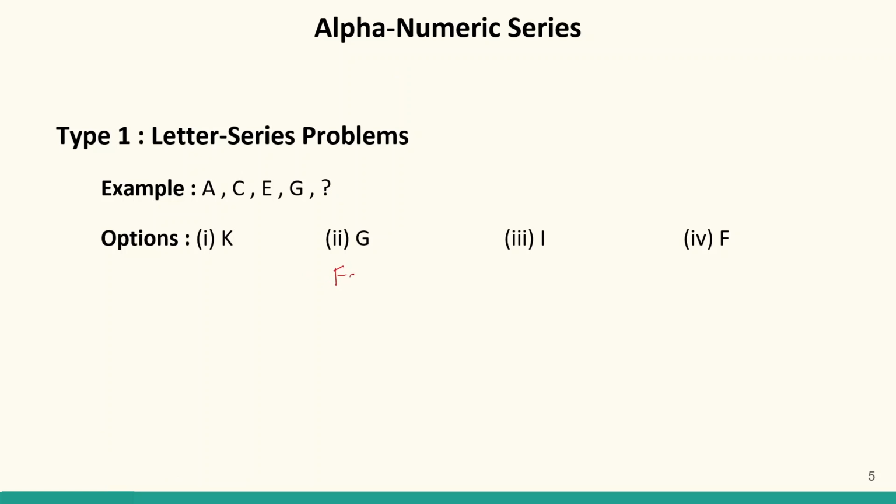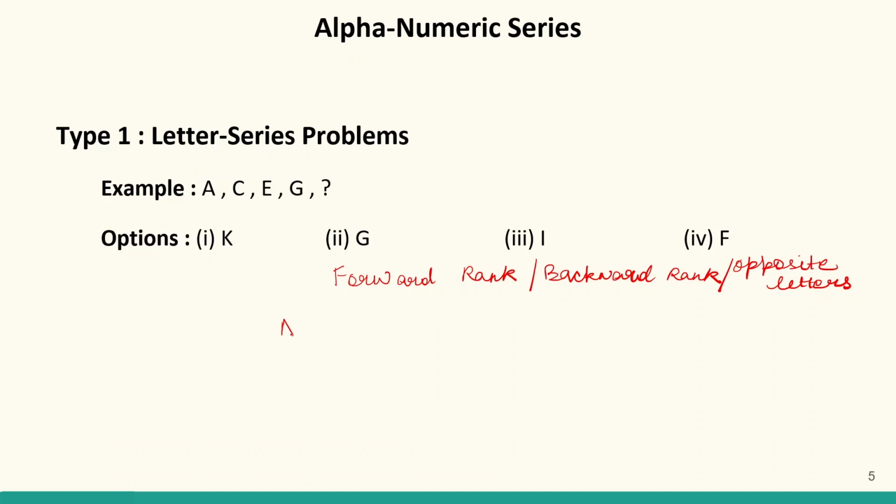Number one is forward rank, and backward rank. Also know the concept of opposite letters. These three concepts come in handy when we have to solve questions regarding letter series problems. So first let me write A, B, C, D. These are the alphabets. We all know this, okay?